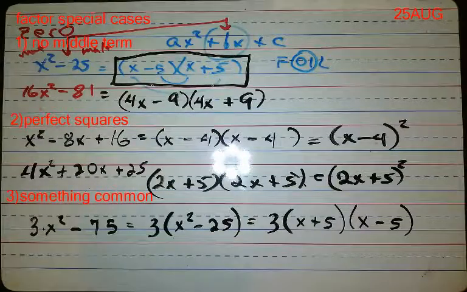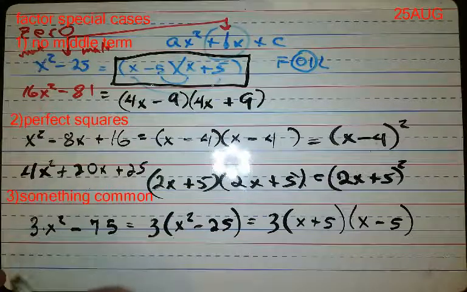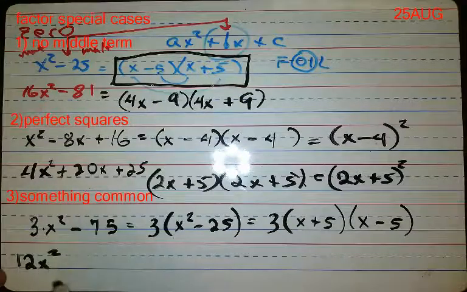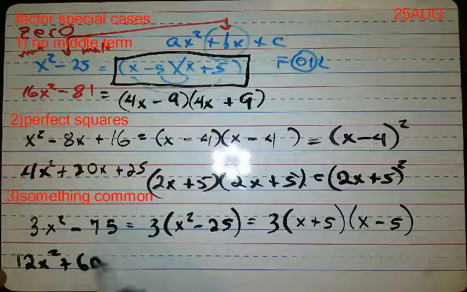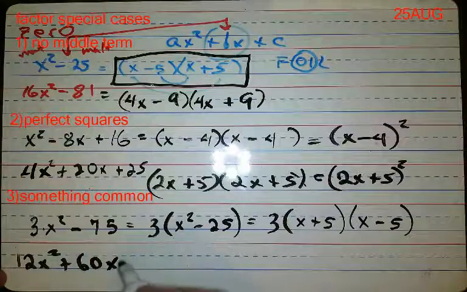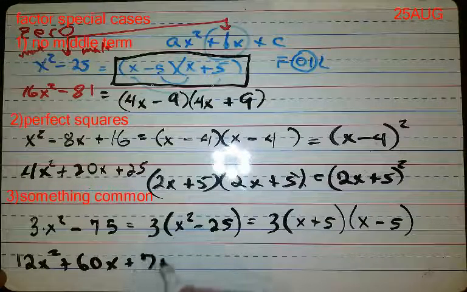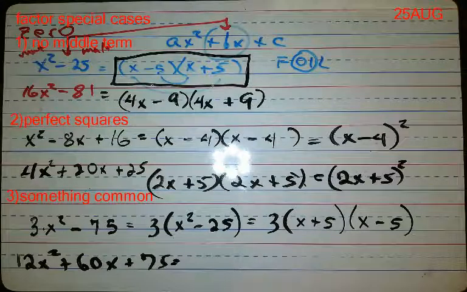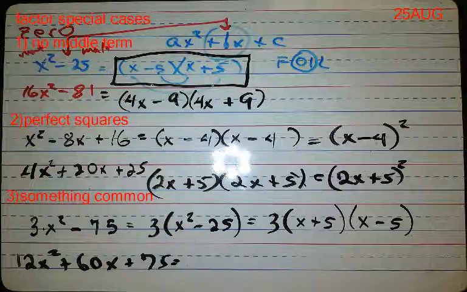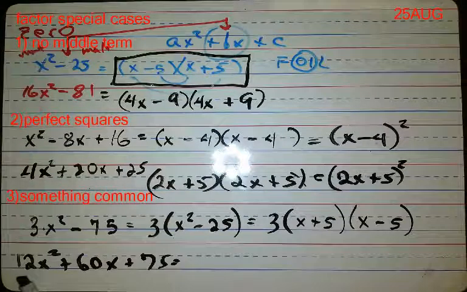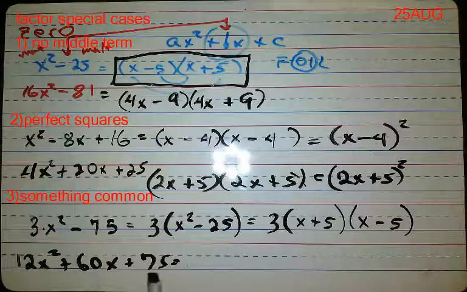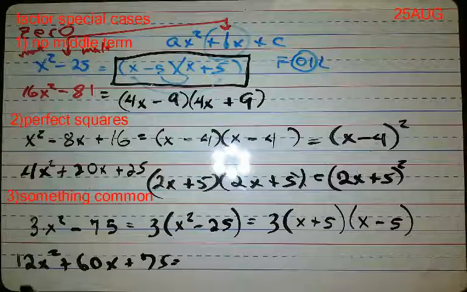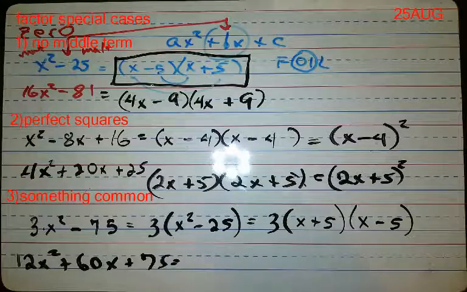Let's do one more. So what if we did 12x squared, 60x, and 75. I just love 75. We're just going to go 75 today. Alright, so I look at this and I say, well, these are even, that one's not, this one's divisible by 5, but that one's not. Okay, so 3. 3 divides into that, okay, 3 it is.